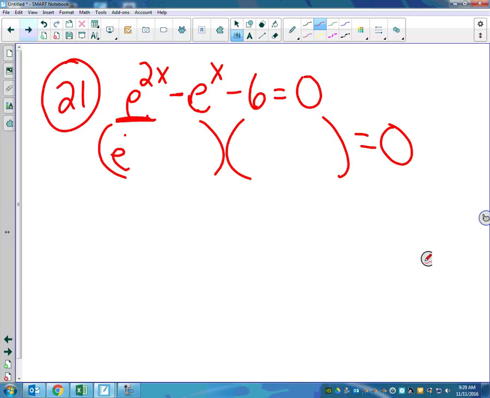Would it just be e to the x times e to the x? You with me on that? This is where, when I teach Algebra 2, I show them u substitution, but then I usually just do it without the u. I just say, what multiplies to give me this?